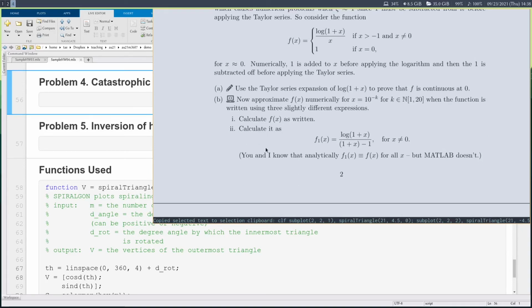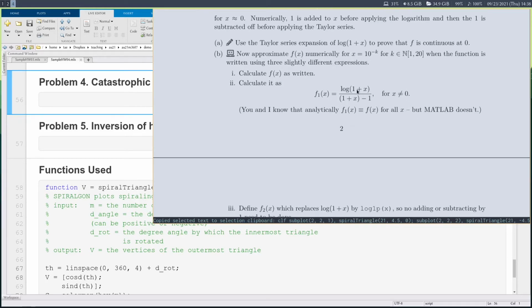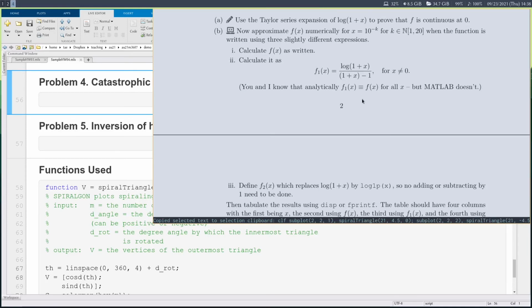Over here, you just need to do what it's telling you to do. Calculate f of x as written over here. Calculate it in this different but equivalent way. Analytically, it's equivalent, identical. However, numerically, it's different. Okay, so please try that.